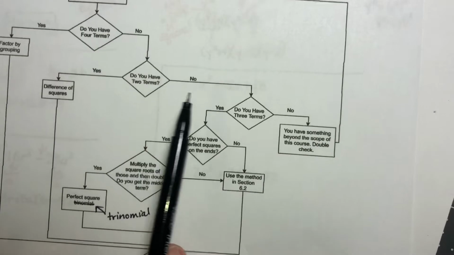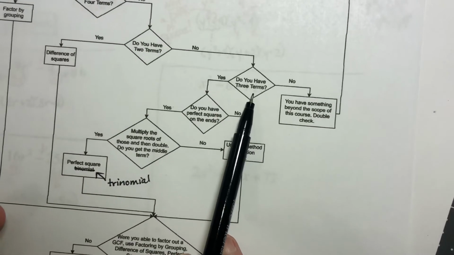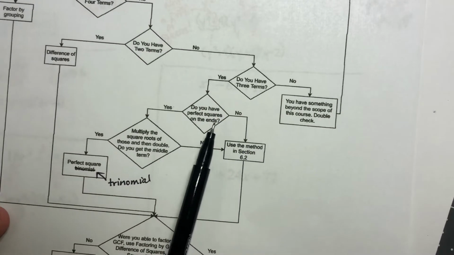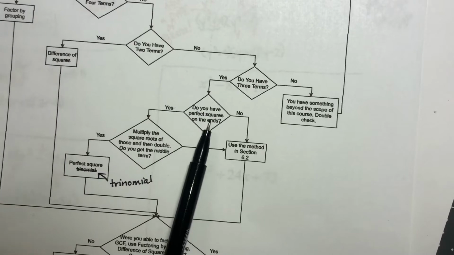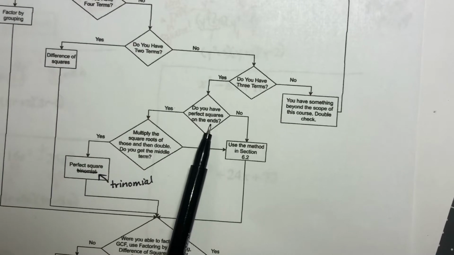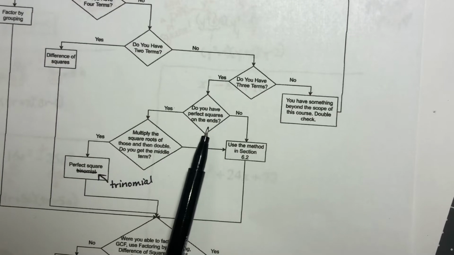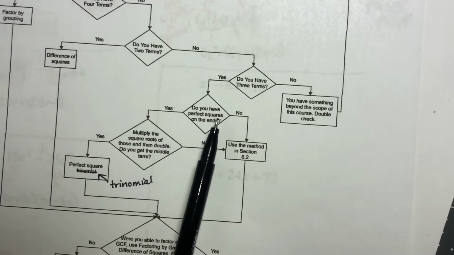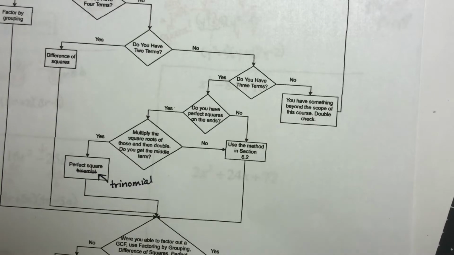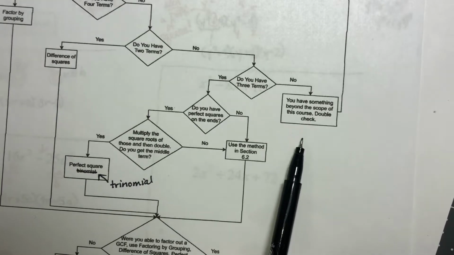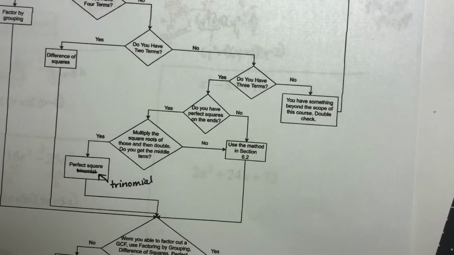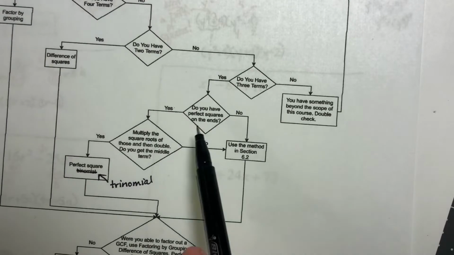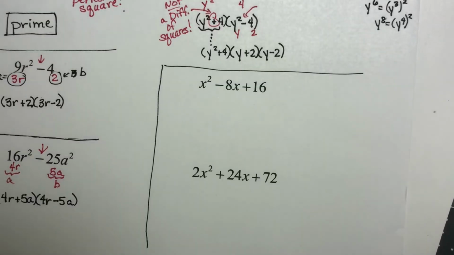I follow down here and I have 3 terms. Do you have 3 terms? Yes. Now we get to ask ourselves this question, because this is going to be just to decide whether or not we have a perfect square trinomial. The first thing you want to do is to ask yourselves, do you have perfect squares on the ends? If the answer is no, then you go back to what we were doing in the previous section where you're looking for what numbers multiply to blank and add to blank.